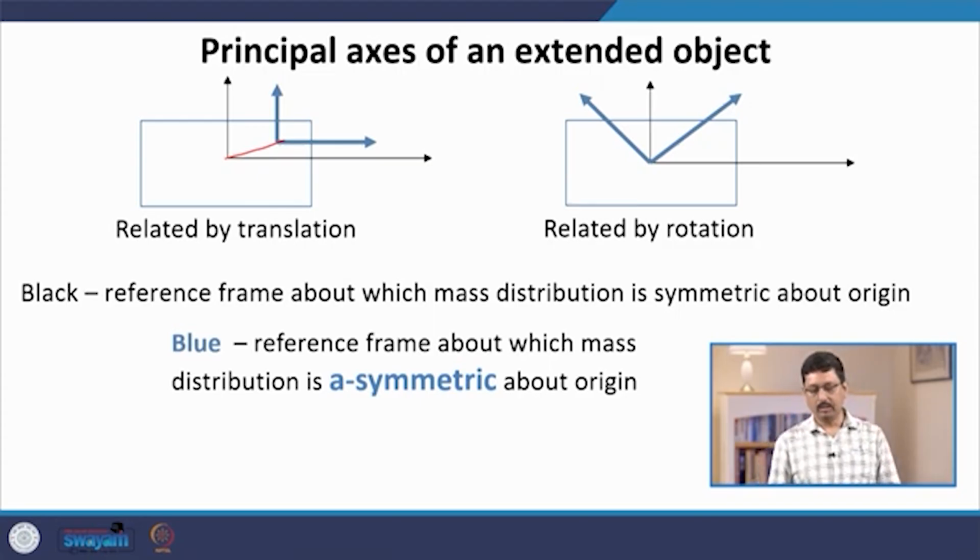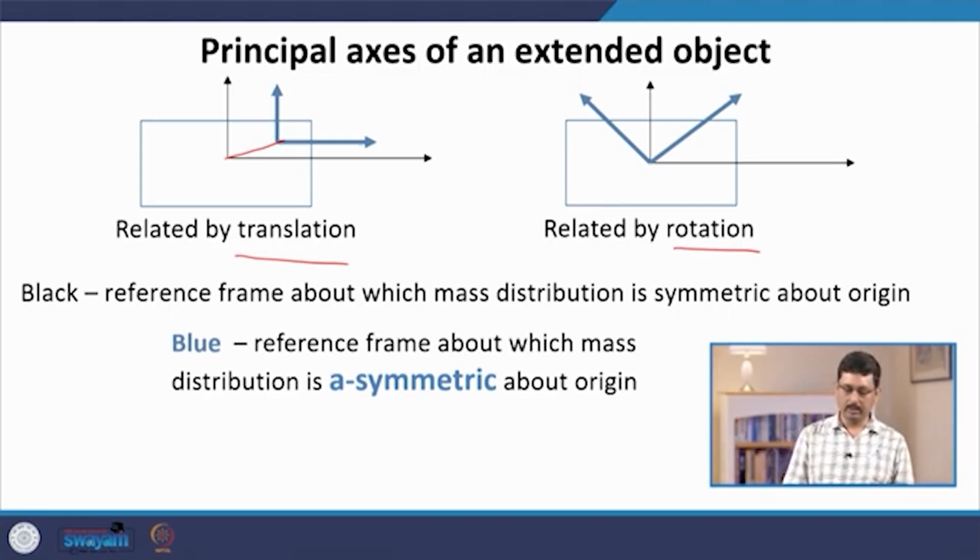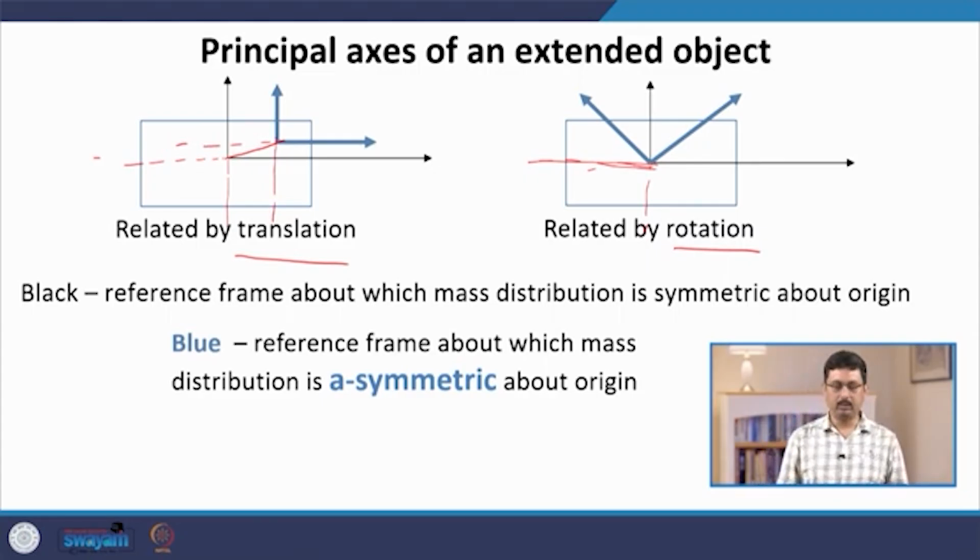In the right hand figure, the origins are the same, and if you want to convert from the black to blue coordinate system or vice versa, you have to do a rotation. So, in the left figure you have to do a translation, and in the right figure you have to do a rotation. Now, let me extend this figure a little bit. It is clear that the black coordinate system is a reference frame in which the mass distribution is symmetric about the origin, whereas in the blue reference frame, in both the figures, the mass distribution is asymmetric about the origin.